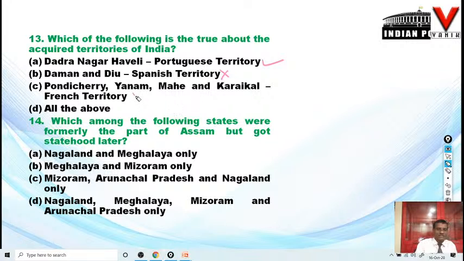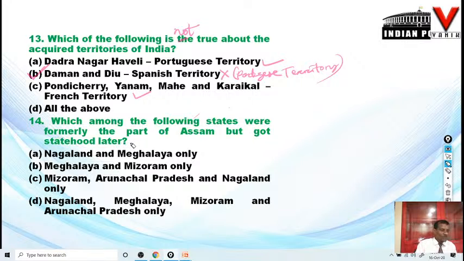Pondicherry and Yanam was a French territory. So the answer is... which of the following is true about the acquired territories? Make it "not true". Not true is the question. Because Daman Diu was not a Spanish territory, not true. So the answer is B. Sorry, Daman Diu was which territory? It is Daman Diu, Portuguese territory. Goa, Daman, Diu.